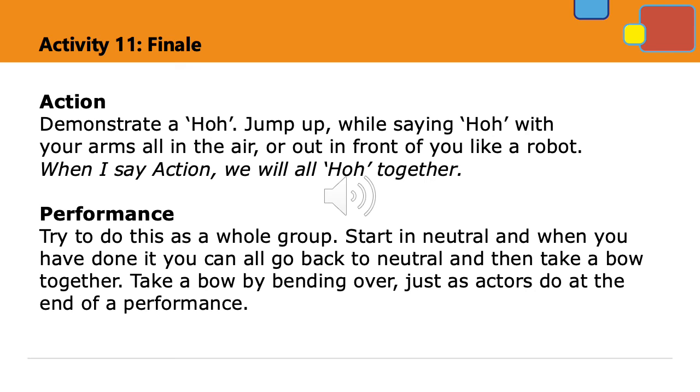Let's try that. In neutral. We're really looking at each other. Nobody's going to start it. It's just going to happen. Ha! Well done. Back to neutral. And take a bow. This could take a few goes, but is a lovely thing to practice each time you do some Act On It in class.